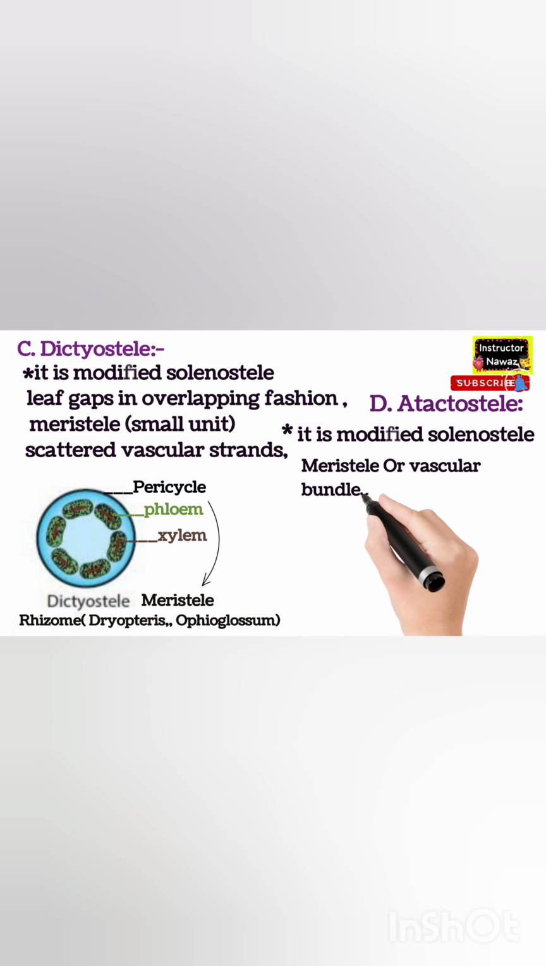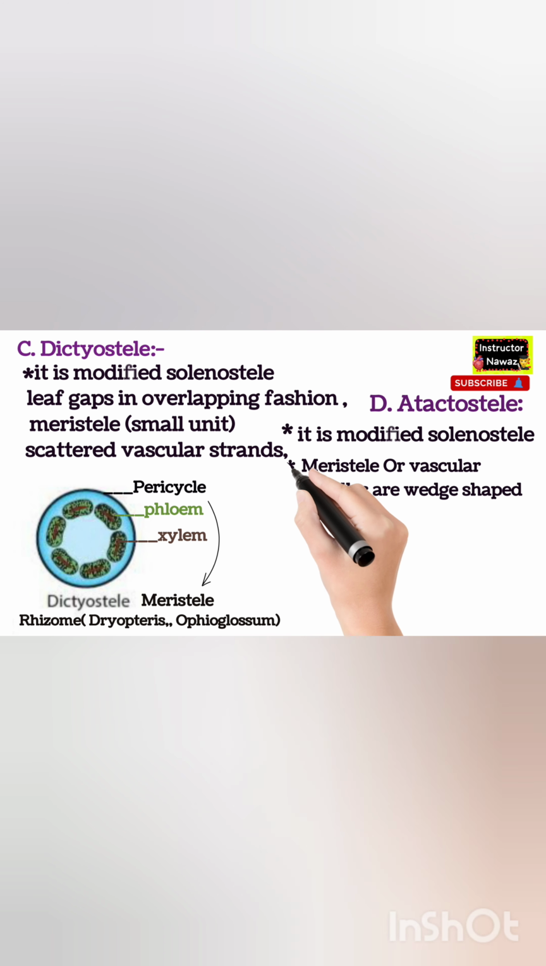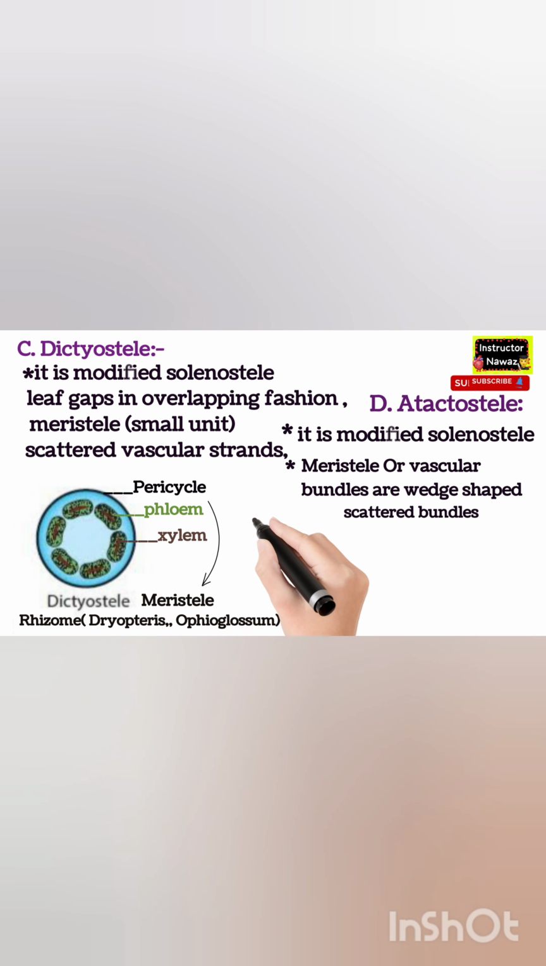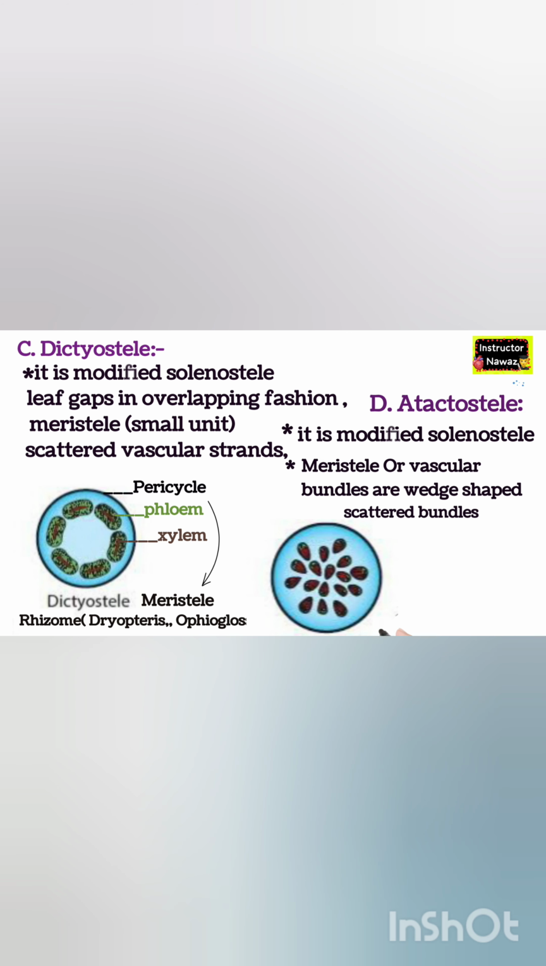It is also a modified stele. It has meristeles in a scattered fashion, but they are wedge shaped. This is a very important point to remember and a differentiating point. Let me show you its diagram. This is the outermost covering called pericycle, and these are vascular bundles, meaning xylem and phloem. The main differentiator is that it has wedge shaped vascular bundles. It is present in monocot stems. Hope you got the concept.